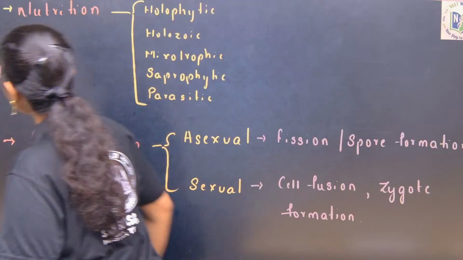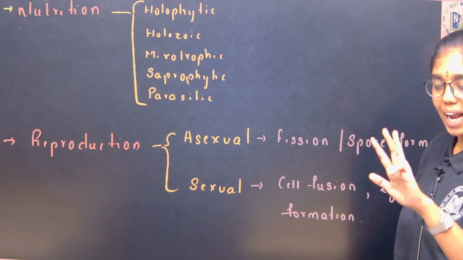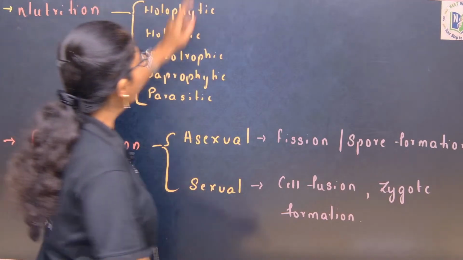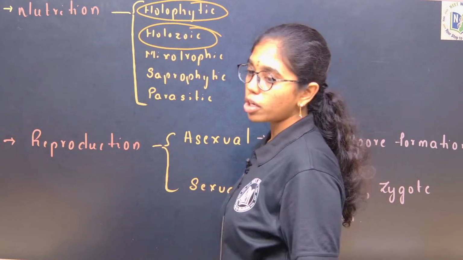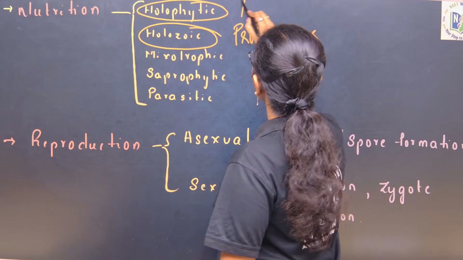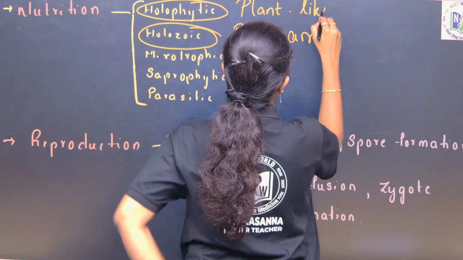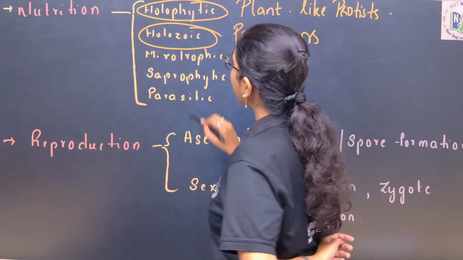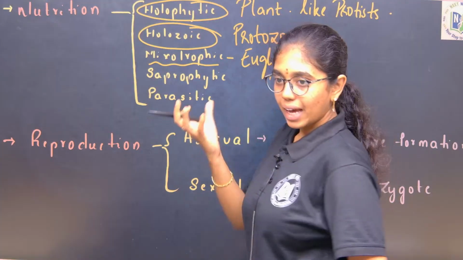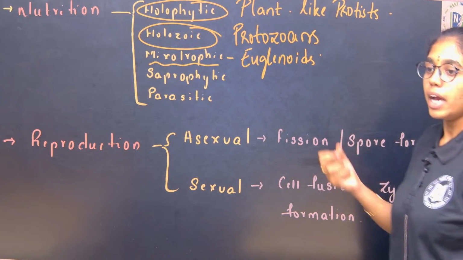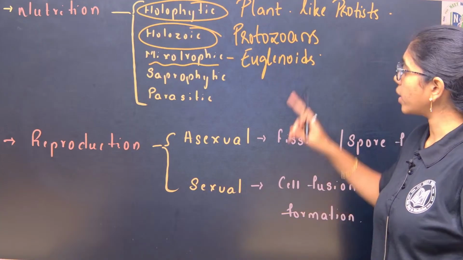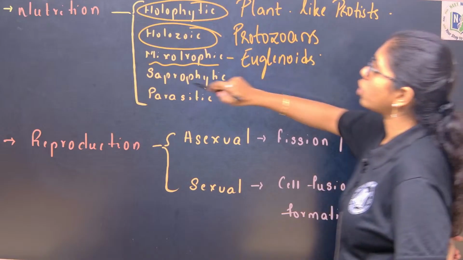Next, nutrition. It exhibits all the modes of nutrition because it includes plant like, fungi like, animal like protists. Plant like protists like chrysophytes and dinoflagellates conduct holophytic mode of nutrition. Animal like protists, the protozoans, will conduct holozoic mode of nutrition. Mixotrophic mode of nutrition is conducted by euglenoids. In the presence of sunlight, it has photosynthetic pigments, chlorophyll A and B, and it will conduct photosynthesis. In the absence of sunlight, it conducts saprophytic nutrition. So it includes both autotrophic and heterotrophic nutrition. That is why we say mixotrophic mode of nutrition.